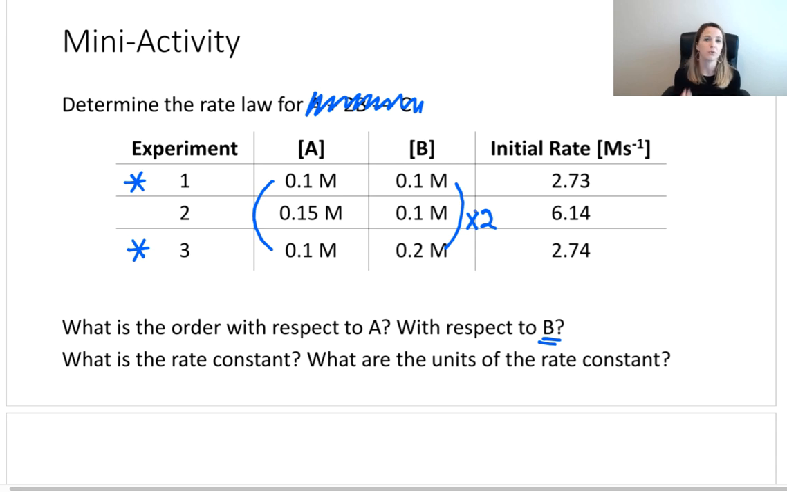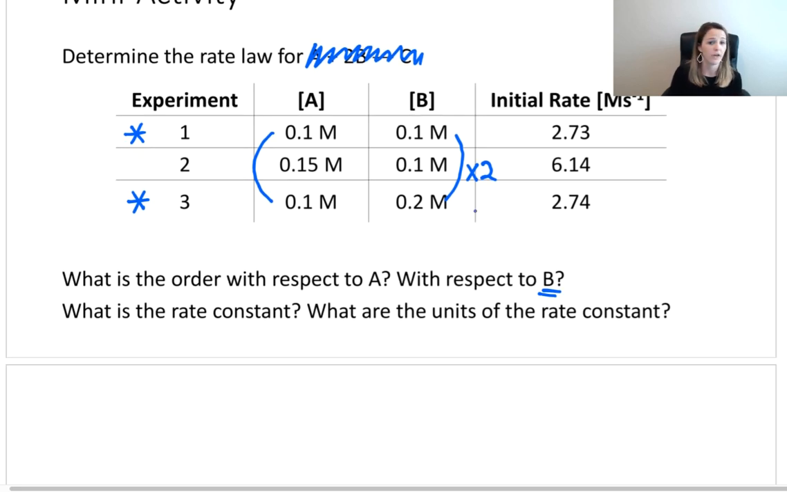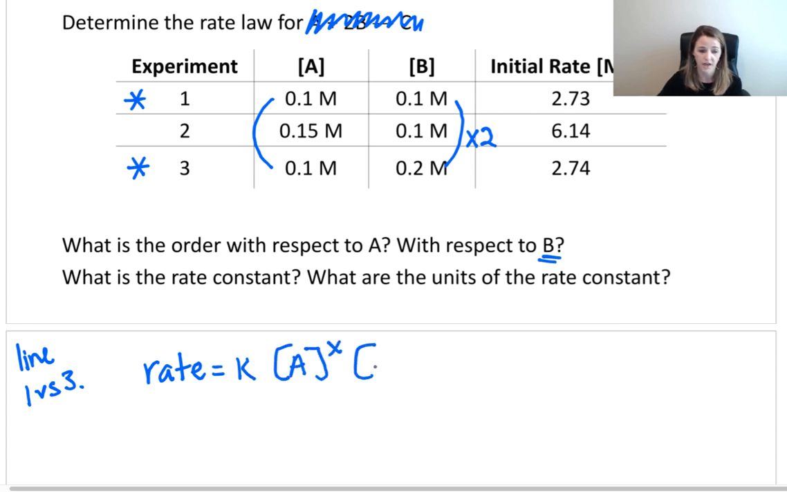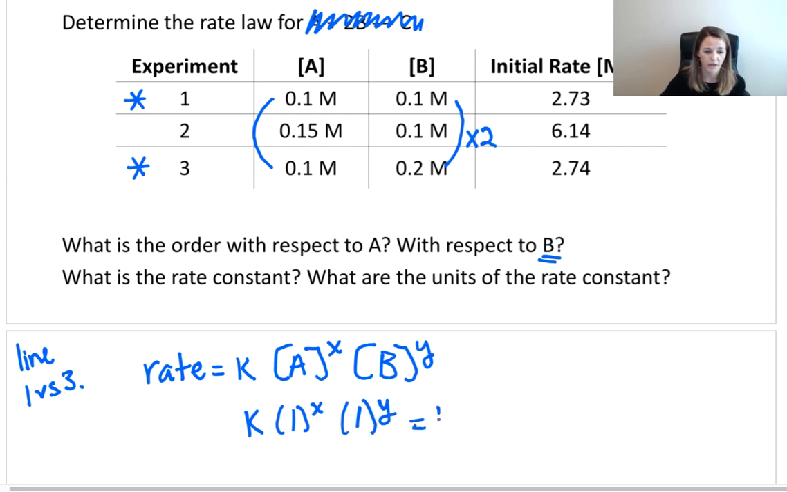And so this is super important to me because I can see really easy math, just doubling something is easy, so I'm going to start with that one. But again, you can pick whatever you want to solve this, just figure out a method that works for you. All right, so I'm going to start off by comparing lines 1 versus line 3. And we're going to do this by starting off with a generic rate law. So rate is equal to K times our concentration of A raised to X times our concentration of B raised to Y. Now, like I said before, you're always going to start off with 1s in your first spot. 1X, 1Y, equal to 1.